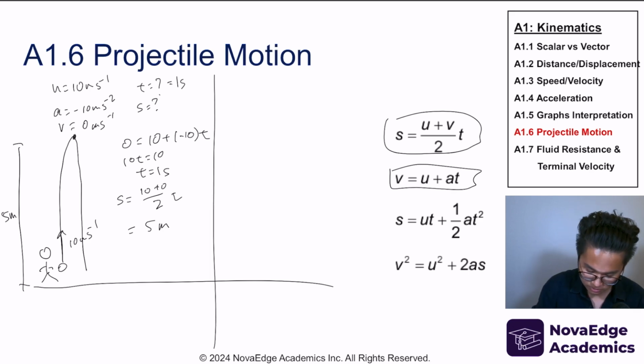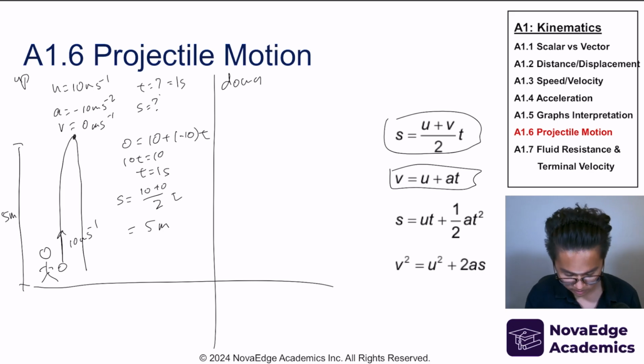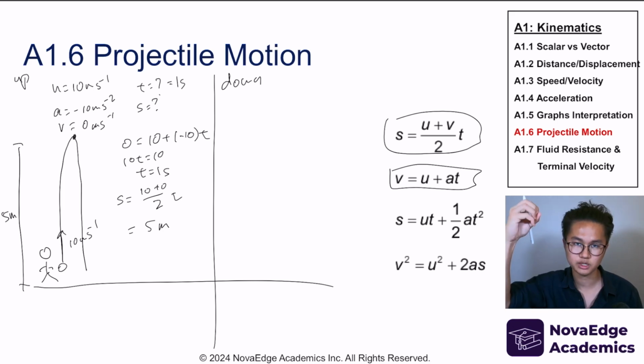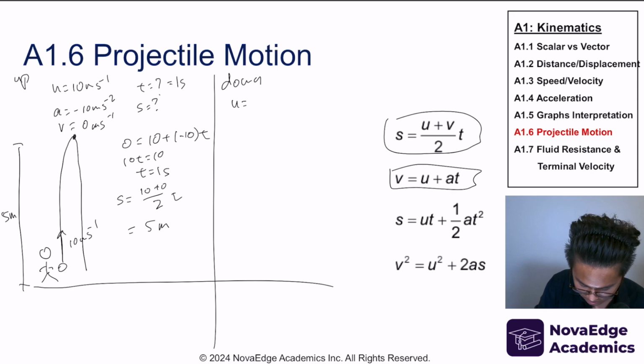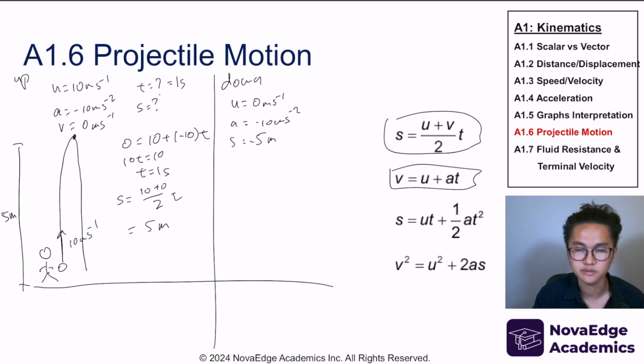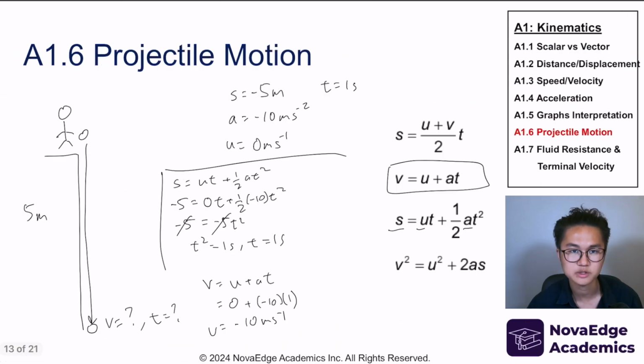Okay, so now let's do down. So we did up here, let's do down. For it to be coming down, I know that the initial velocity is 0. I know acceleration is negative 10. And I know that the distance it will travel is 5 meters, or negative 5 meters. We don't know t and we don't know v. Okay, those are the two things. In fact, this is the same problem as the previous one. The ball is just dropping from 5 meters.